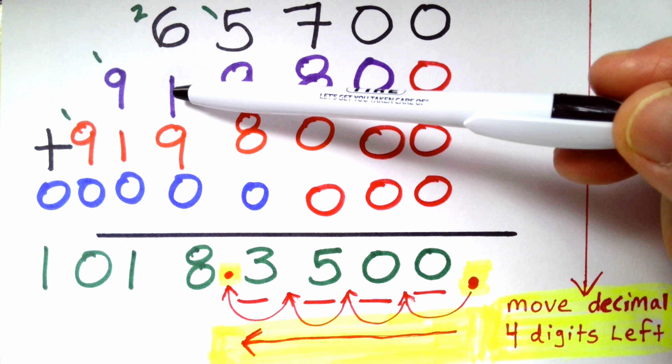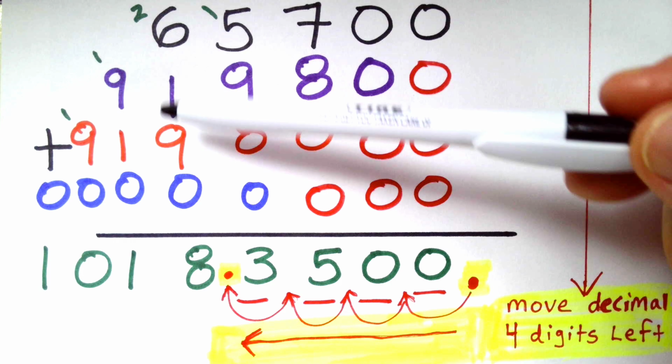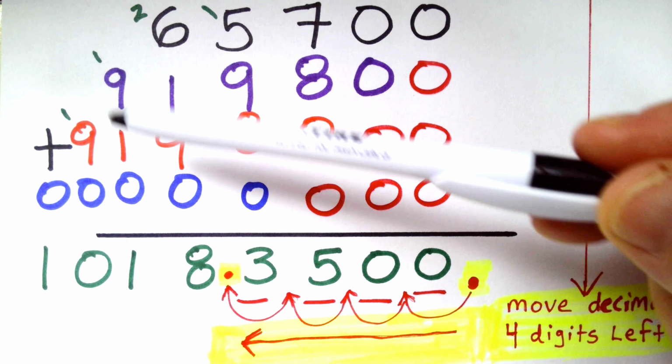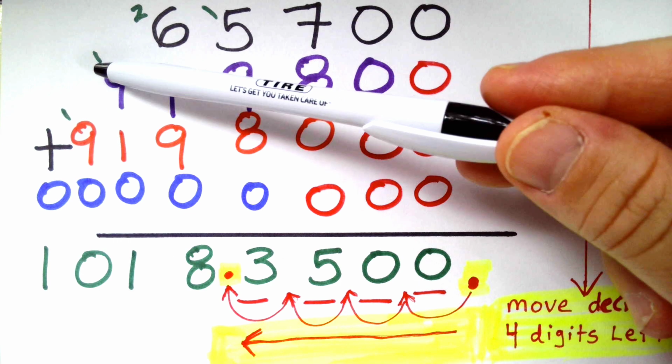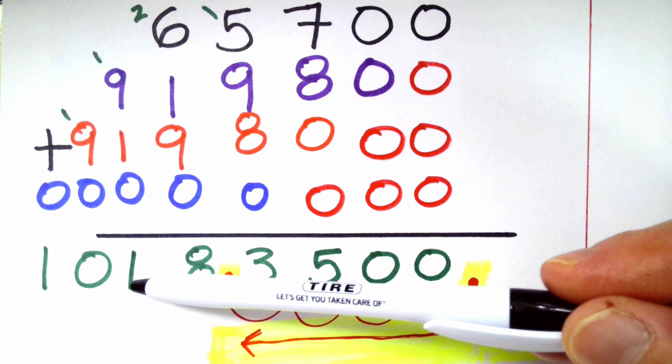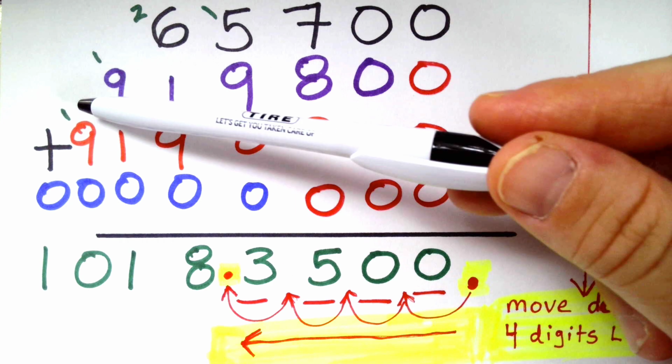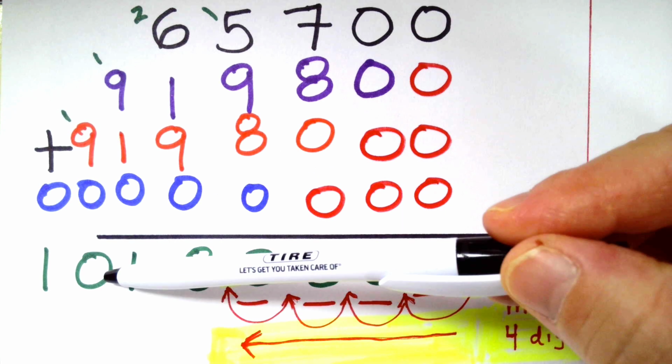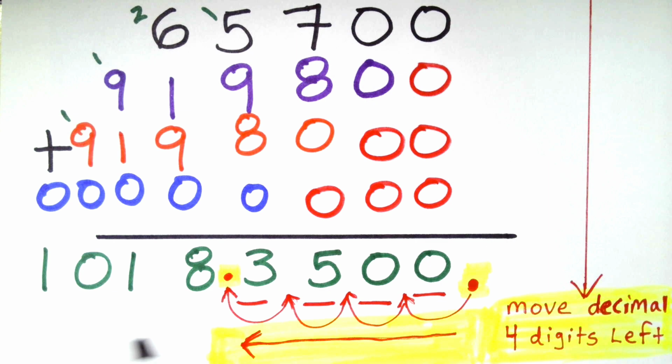9 plus 1 is 10. 6 plus 2 is 8, so that's 18. I put my 8 here. I carry the 1. 9 plus 1 is 10. Plus 1 more is 11. I put the 1. I carry the 1. 9 plus 1 is 10. I write down the 10 here. So I have my value.